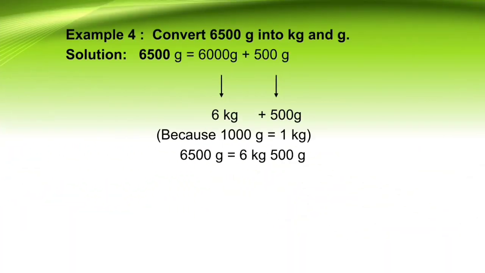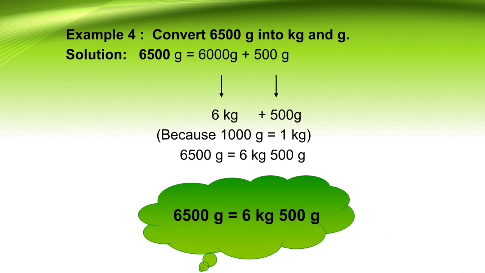Example 4. Convert 6500 grams into kilograms and grams. Children, we can write 6500 grams as 6000 grams plus 500 grams. As we know that 1000 grams is equal to 1 kilogram. So 6000 grams will make 6 kilograms and 500 grams will remain as it is. So 6500 grams is equal to 6 kilograms 500 grams.